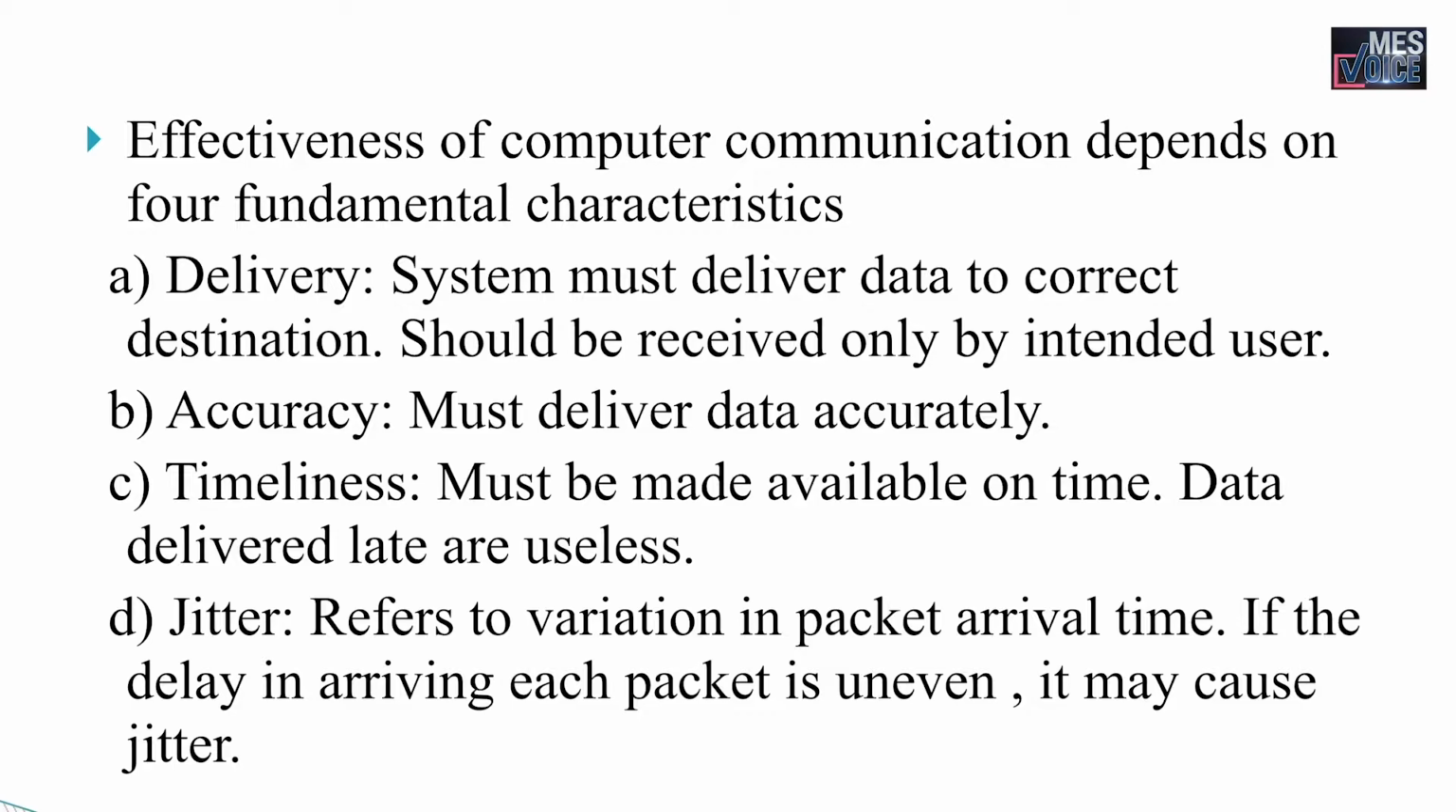The third characteristic property is timeliness. The communication system must ensure that the data that is being transmitted is available on time. The data delivered late will be useless. The fourth feature is jitter. Jitter refers to the variation in the packet arrival time. If the delay in arriving each packet is uneven, it may cause jitter, which is actually an unwanted feature.